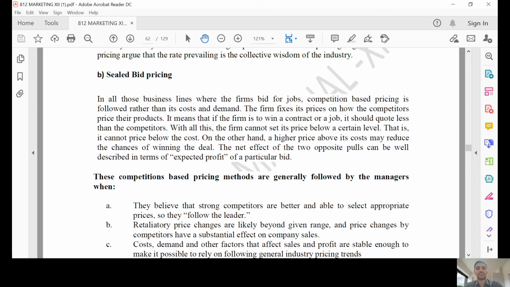So those who are ready to construct the road and bridge at a lesser price without compromising the quality, and those who can give proper guarantee, 5-year guarantee, 10-year guarantee for road and all, the government will accept their quotation. So bidding is taking place here, sealed bid pricing.